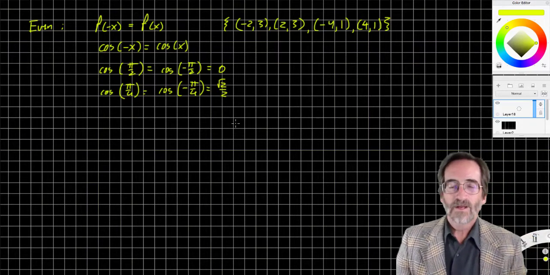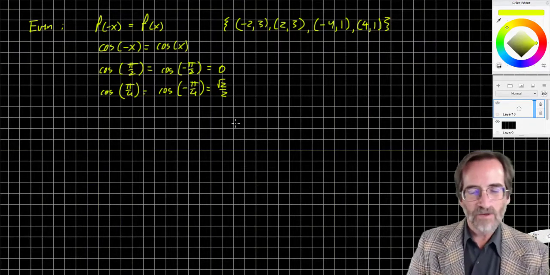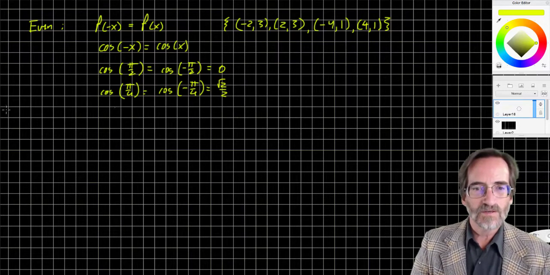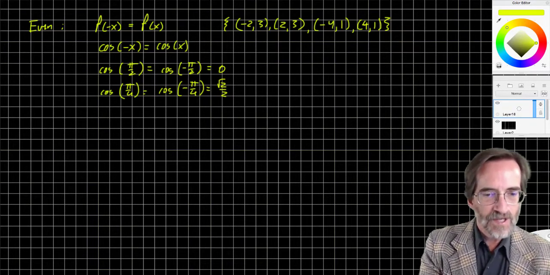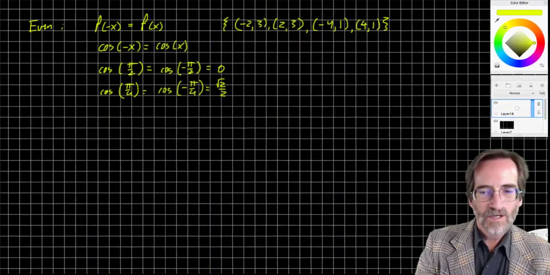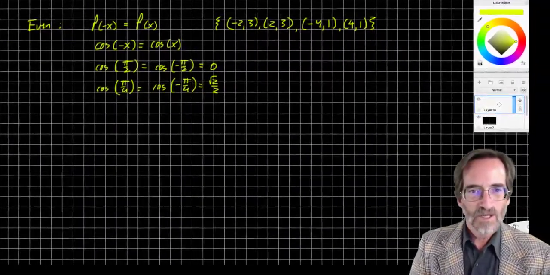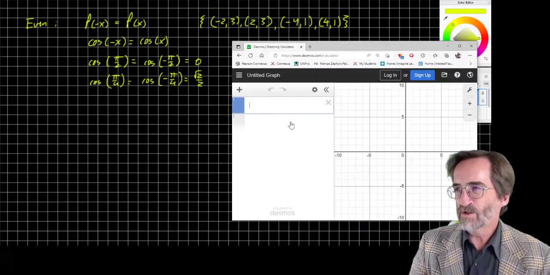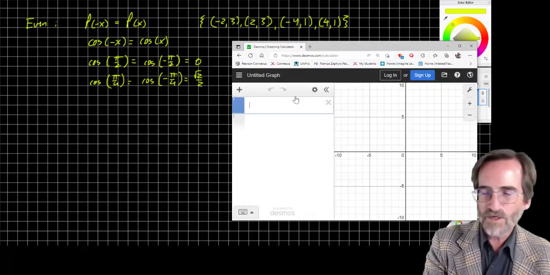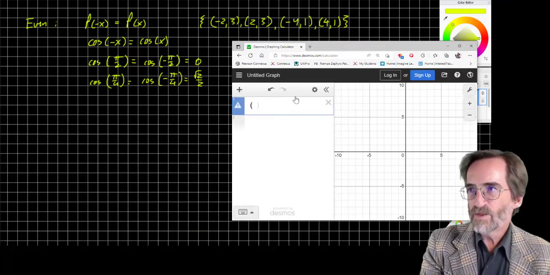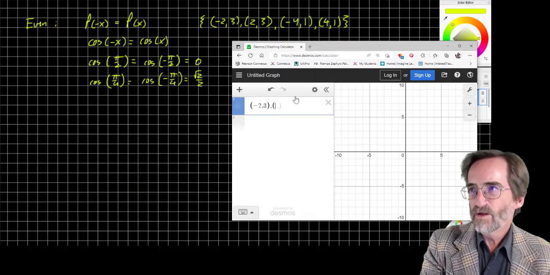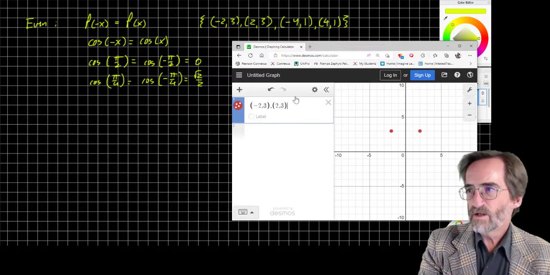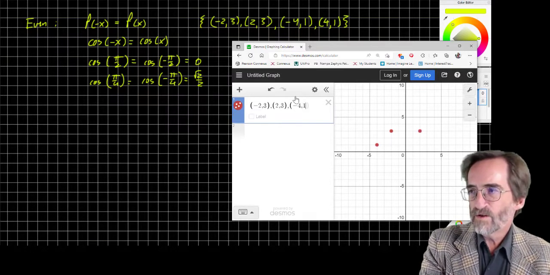Now let's look at what it looks like graphically. It's going to be striking here, pictorially, what happens. Let's graph these here, and I want you to notice something about even functions. So I'm going to start with the table here. Negative 2, 3, 2, 3. Negative 4, 1, 4, 1.